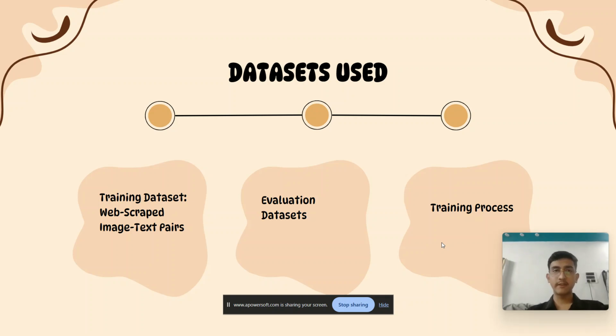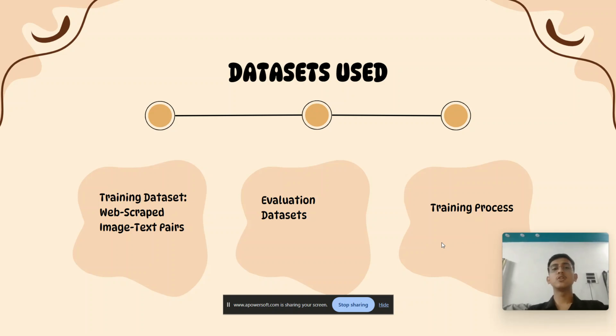Now let's talk about the evaluation dataset. CLIP is evaluated across 30-plus publicly available benchmarks. For example, for image classification, its performance is evaluated on the ImageNet dataset. For the sketch recognition task, the performance is evaluated on the dataset named Sketch.